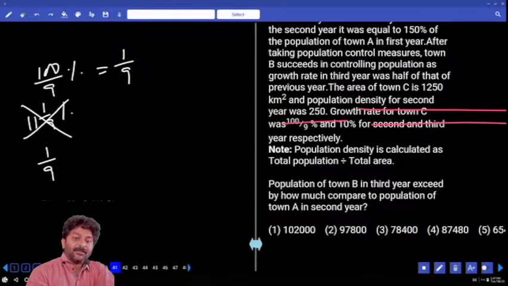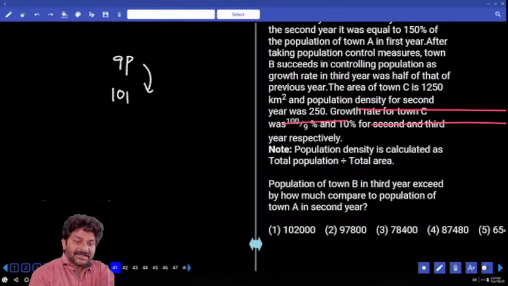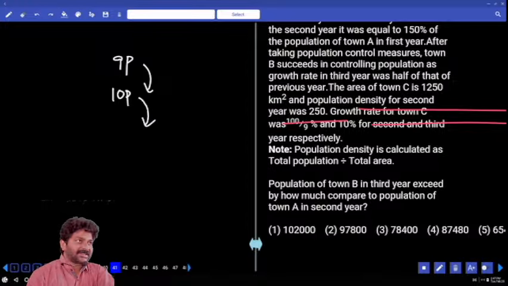What is the denominator? So now, if the first year population is 9 parts, 1/9 should increase. 1 part increased. That means it increases by 1 part, becomes 10 parts. Got it? Second year to third year, what percent increase? 10%. What is 10% of that number? 1 part. 1 part increased.